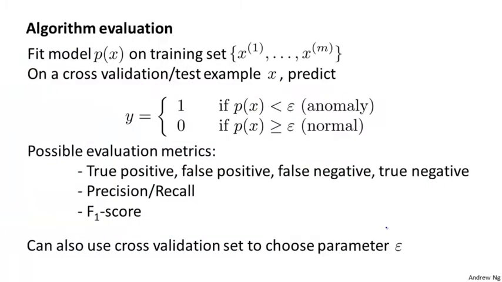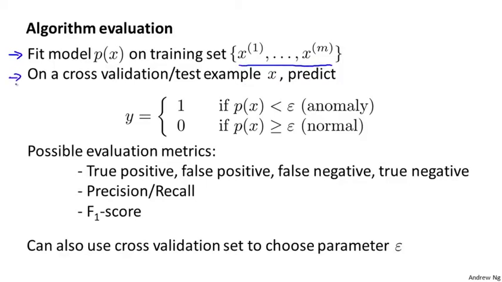So given the training, cross-validation, and test sets, here's how you develop and evaluate an algorithm. First, we take the training set and fit the model P of x, so we fit all those Gaussians to my m unlabeled examples of aircraft engines. I'm calling them unlabeled examples, but these are really examples that we're assuming are good, normal aircraft engines.